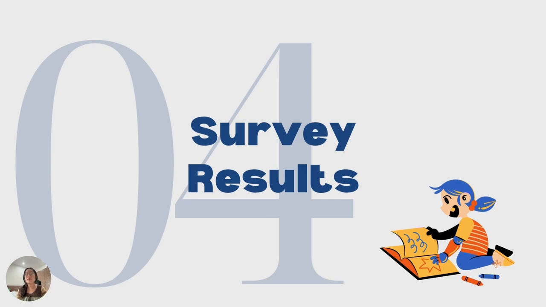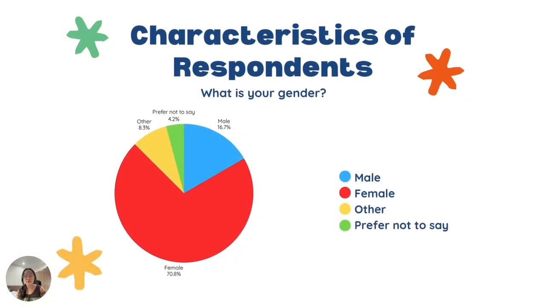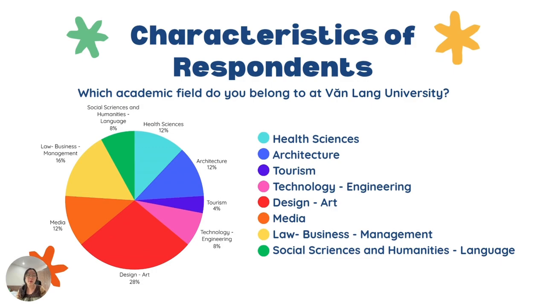So let's move to the survey results. We are going to show the results of our questionnaire. With the first question, about gender, most of our respondents are female, at 70.8%, and the least is prefer not to say, at 4.2%. The next question is about the academic field they belong to at Văn Lang University. The most selected is design and art major, at 28%, and the least selected is tourism, at 4%.